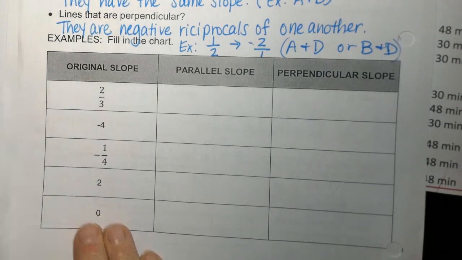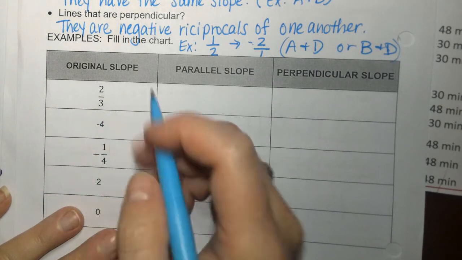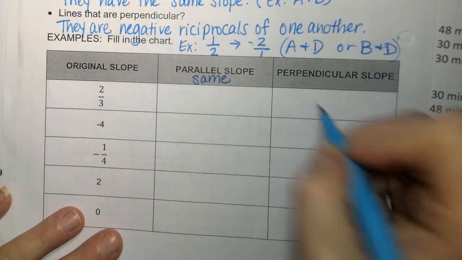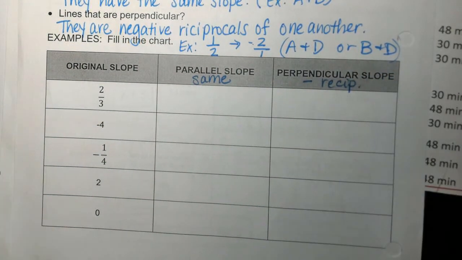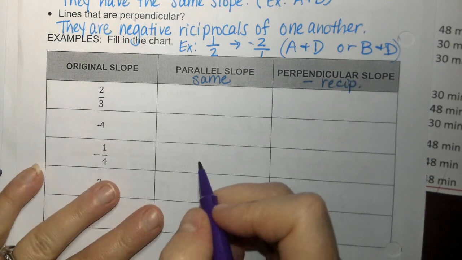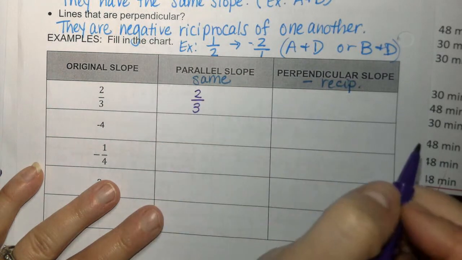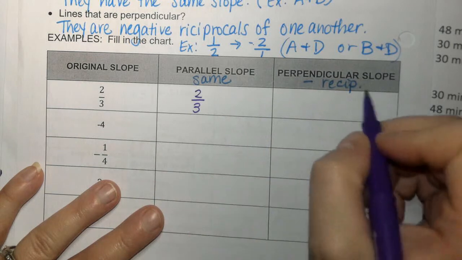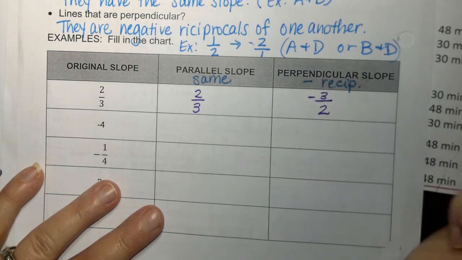So on my original slope, if my original slope is 2/3, parallel slope, remember it's the same, and this one is negative reciprocal for perpendicular. Okay? So if it's the same for parallel, 2/3 would be a parallel slope to the original, same slope. And the negative reciprocal, we're going to flip it and make it negative.